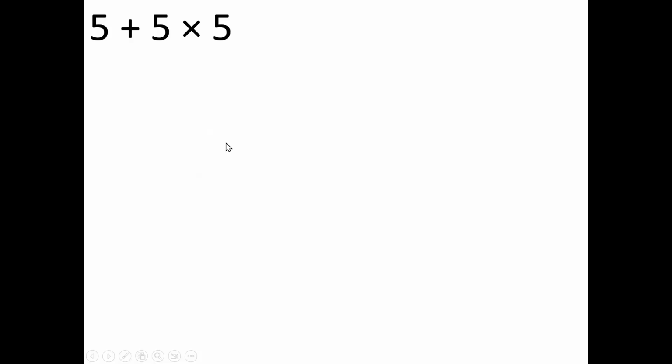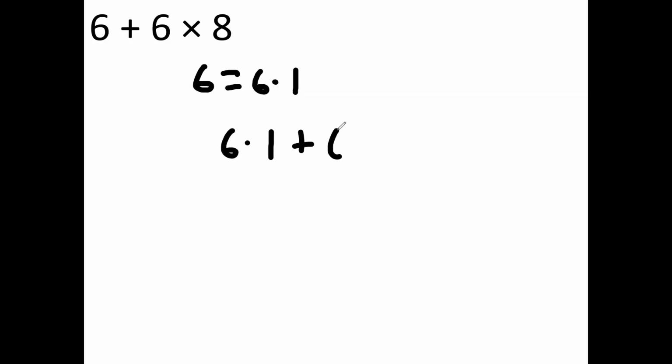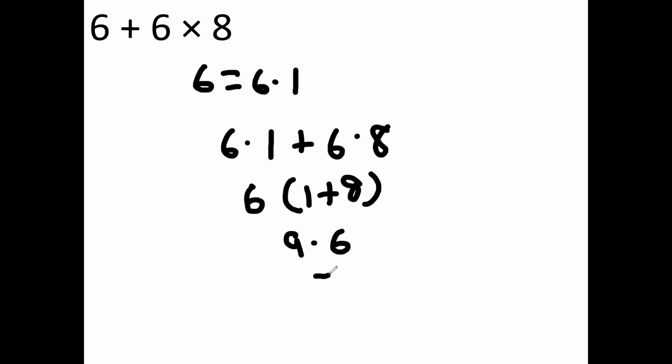Now, let's practice doing it on some new problems. 6 plus 6 times 8. Let's turn 6 into 6 times 1, right? Then we replace 6 with 6 times 1, which means we get 6 times 1 plus 6 times 8, which is already in the problem. So we take 6 common, we get (1 plus 8) times 6, which is 9 times 6, and 54.